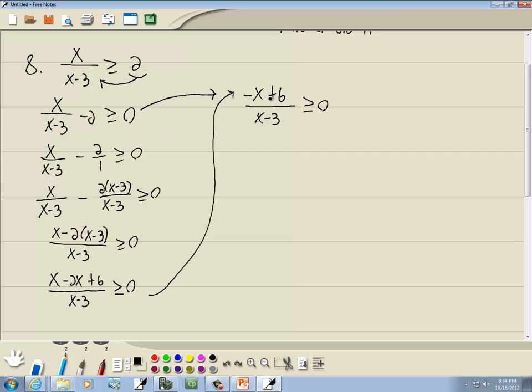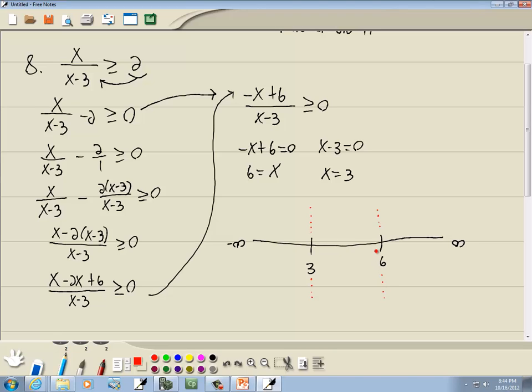Factor the top, factor the bottom. I could factor a negative 1 out of the top, but that doesn't really benefit me very much. So I'm going to set each factor equal to 0. So I'll set negative x plus 6 equal to 0, and x minus 3 equal to 0. And solve for x. So here I take negative x to the right side, and we get x equals 6. And here we get x equals 3. Well, here's my x-axis. Here's 3. Here's 6. Here's negative infinity. Here's positive infinity. These split them into intervals.